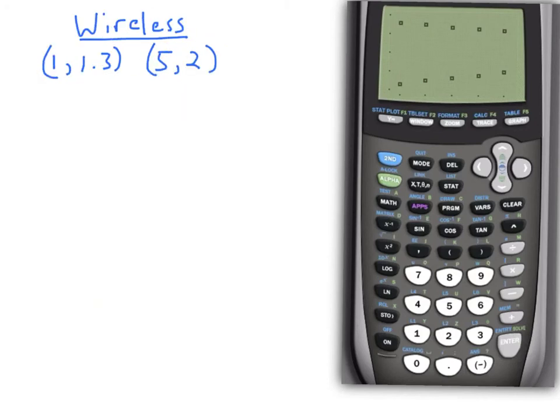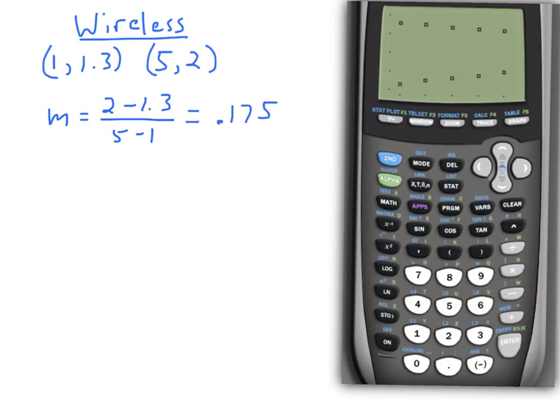Now I'll do the same thing for the wireless data. Again, this is the very first ordered pair for the wireless, and this is the last ordered pair. And so I'll calculate the slope. So the slope would be 2 minus 1.3 divided by 5 minus 1. That works out to be 0.175.